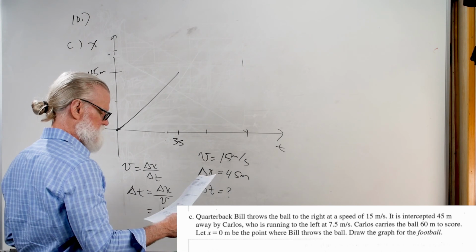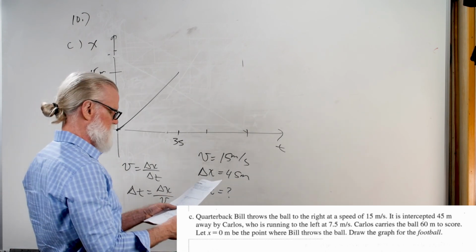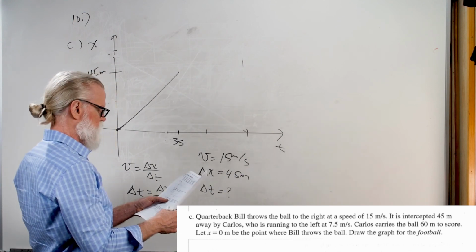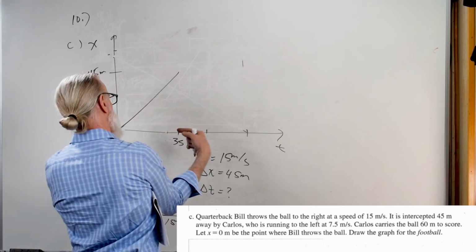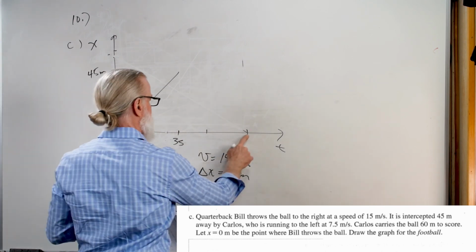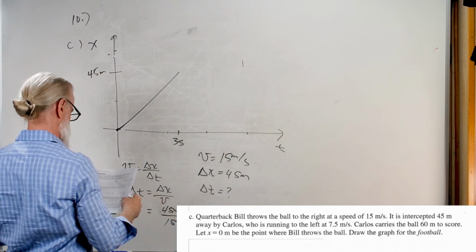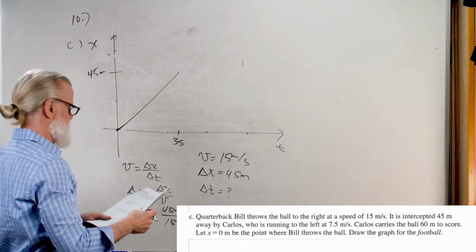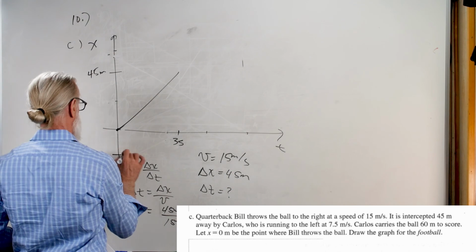And then it's intercepted by Carlos, who carries the ball 60 meters. Carlos is going this way. He catches the ball and goes back to the left, so we're going to need a negative velocity. And he runs 60 meters to score. So I guess that's negative 15 meters.